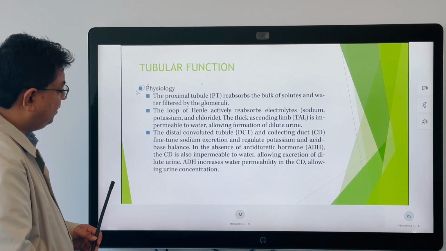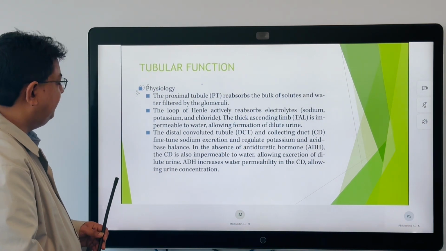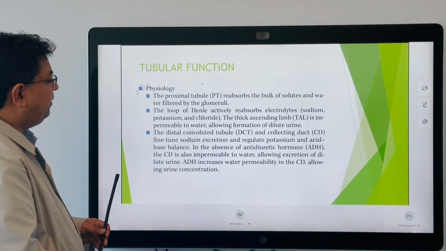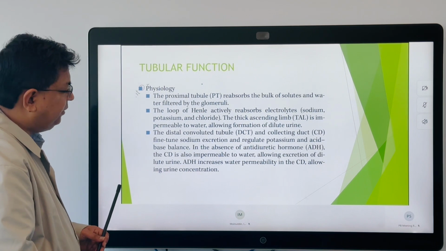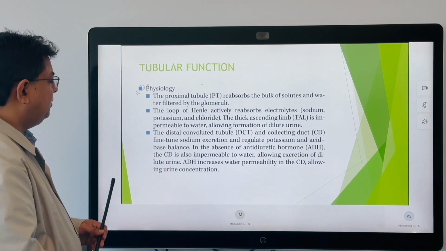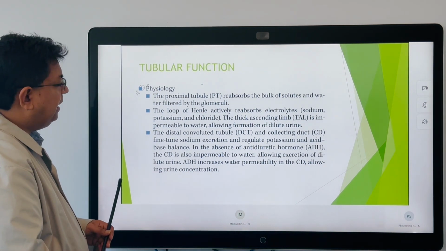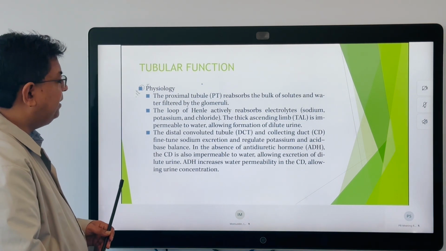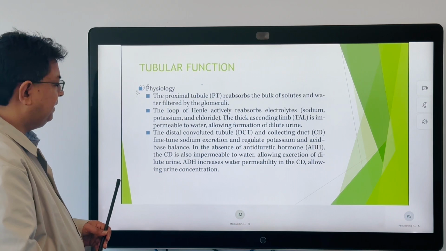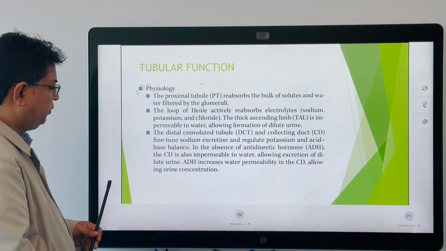The distal convoluted tubule and collecting duct fine-tune sodium excretion and regulate potassium and acid-base balance. In the absence of antidiuretic hormone, the collecting duct is also impermeable to water, allowing excretion of dilute urine. Antidiuretic hormone increases water permeability in the collecting duct, allowing urine concentration.